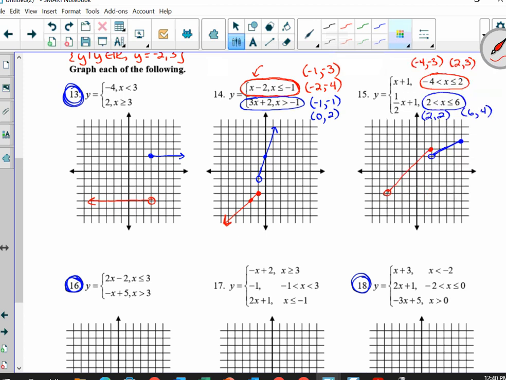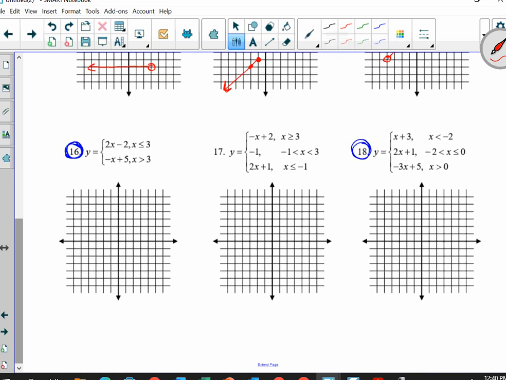All right, guys, there's what number 13 looks like. It's just those 2 horizontal lines. So that one's not too bad. Once you recognize it, it's easy. All right, guys, let me put 16 and 18 up here for you.